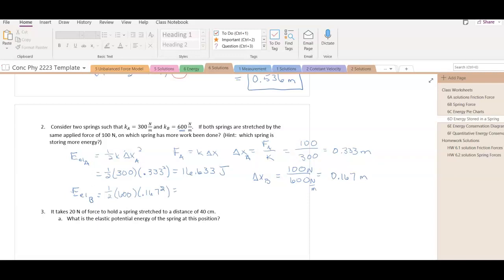So I have half of the spring constant, 600, times the displacement squared. That's 0.167 squared, and I get 8.367 joules. So more work was done on spring A. In other words, more energy was transferred to spring A, which has a smaller spring constant, when I applied the same amount of force. Okay.